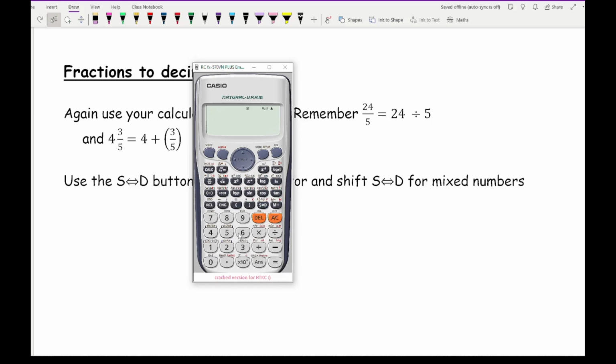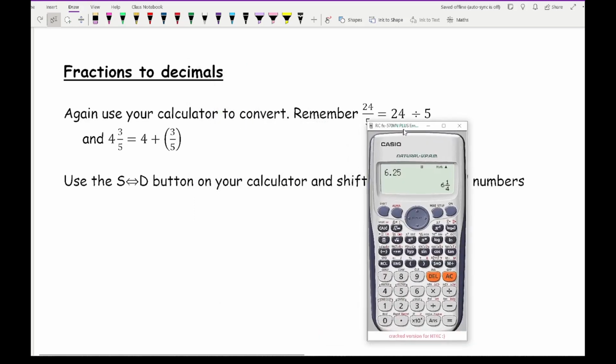Let's say a question was going in the opposite direction, so let's go for 6.25, and I wanted to write that as a fraction. Well, all I do is enter the decimal, press equals, and it automatically converts it for me. And then again, if I want to write that as a mixed number, press Shift and SD, and it does that for me as well.